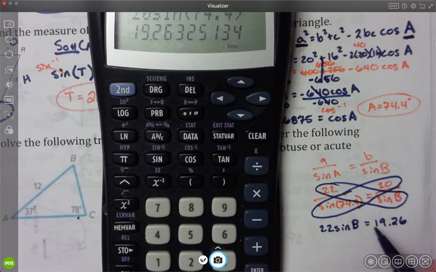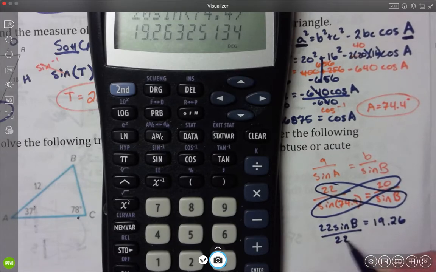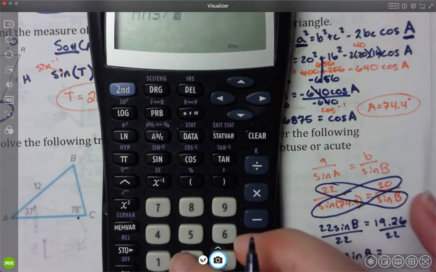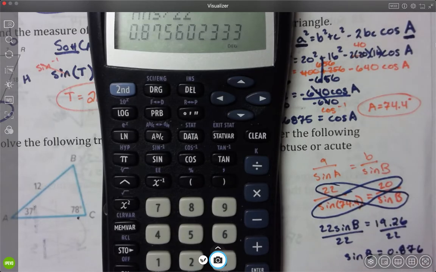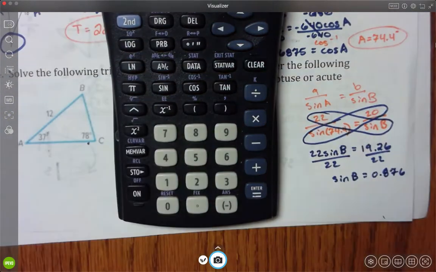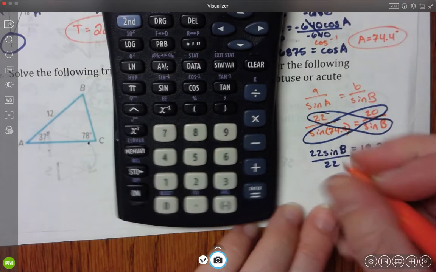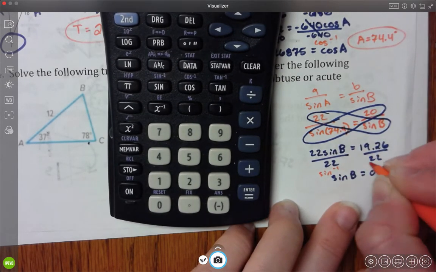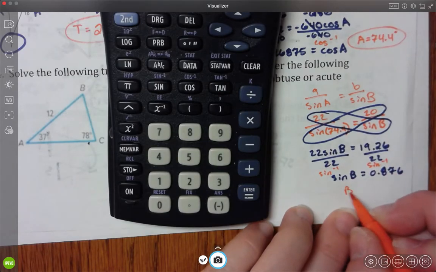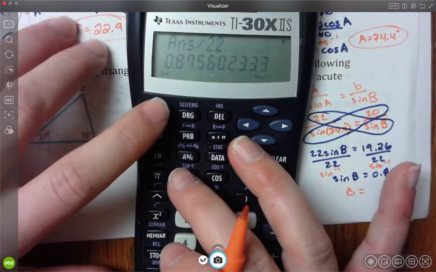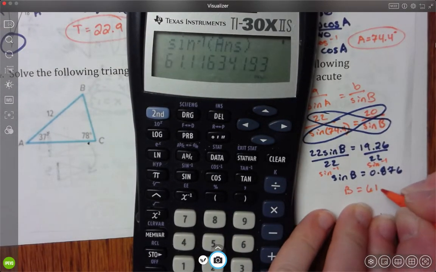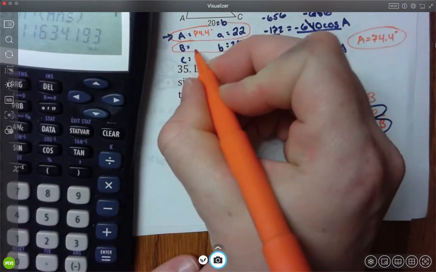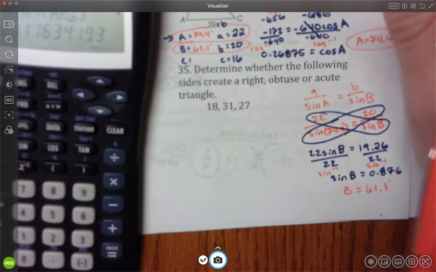Now to get B by itself, divide by the 22. That will be sine of B, divide by 22, and we have 0.876-ish. Okay, whew, that's a lot of work. Now let's do inverse sine. Inverse sine, B is going to be second sine of the answer. And B is going to be 61.1 degrees. Okay, 61.1 degrees. Oh, that was a lot of stuff going on.